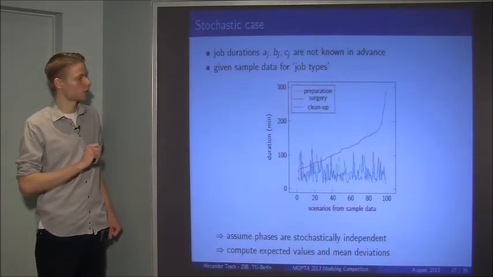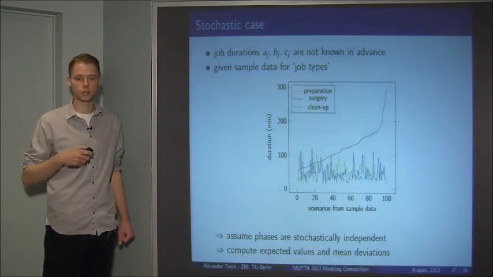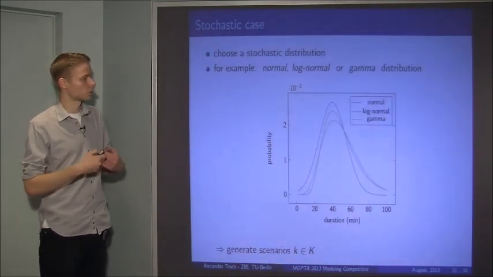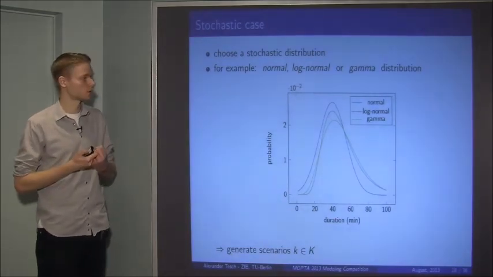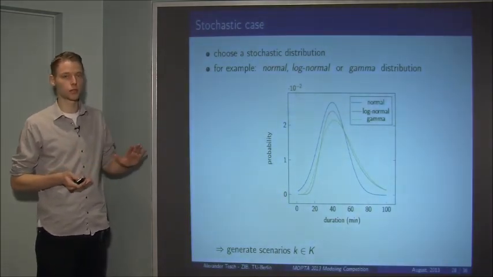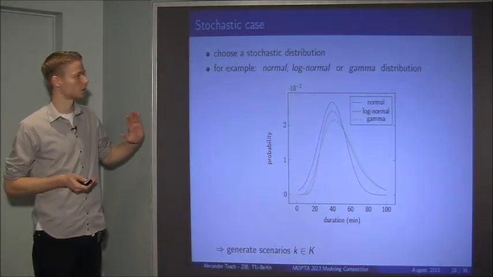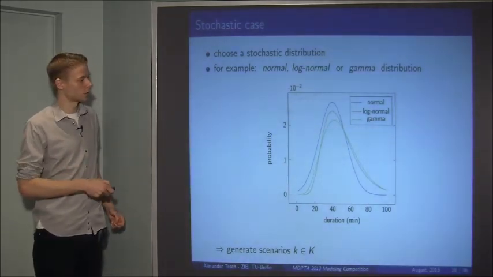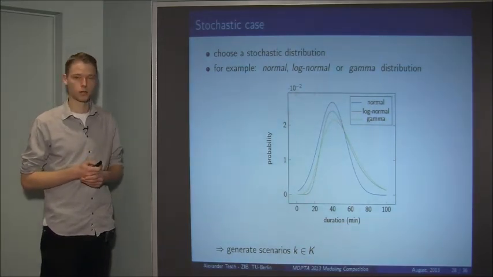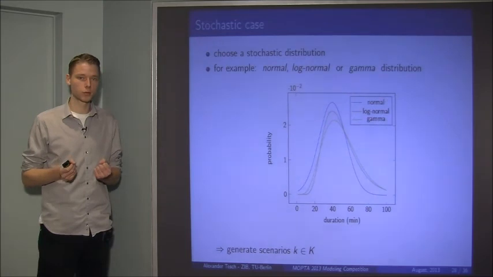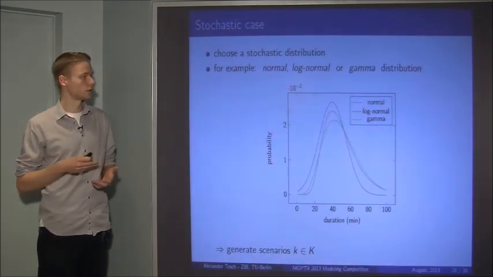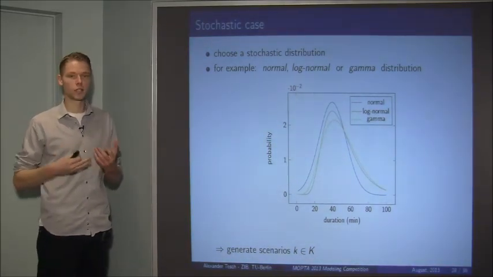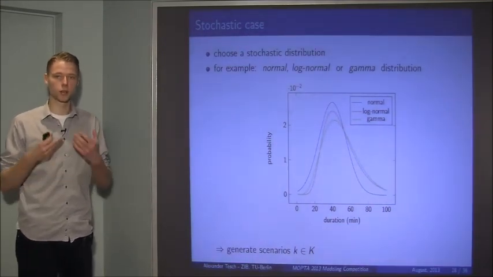And for each of the job types, we calculated some mean deviations and mean expected values. And for these values, we choose a stochastic distribution. For example, in the literature, they mostly consider normal, log-normal, or gamma distributions. And for these means and deviations, we choose one of the distributions. And with the use of these distributions, we generated scenarios. One scenario is exactly where all jobs are randomly generated within one scenario.